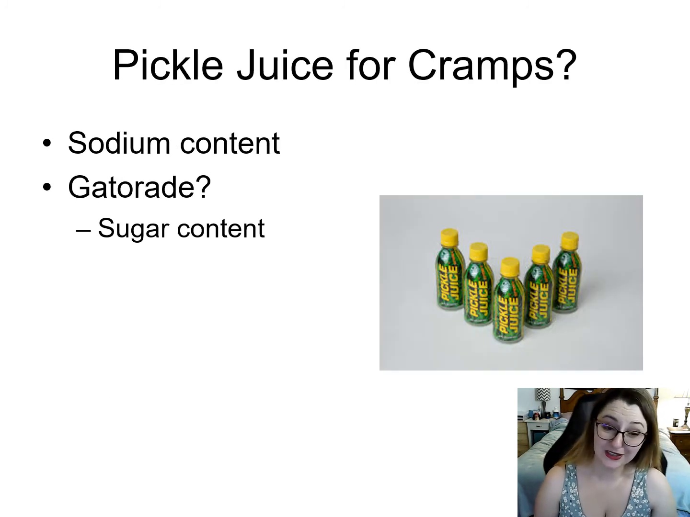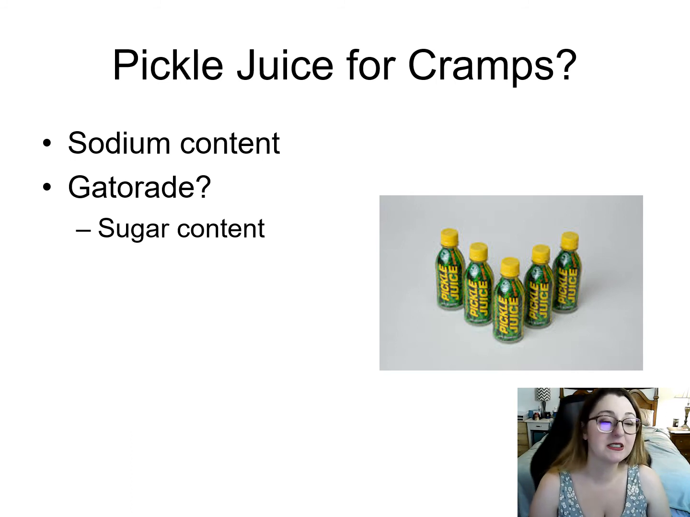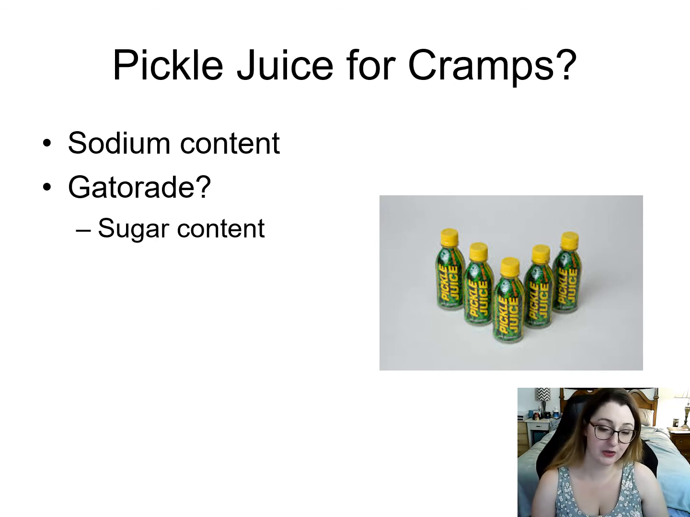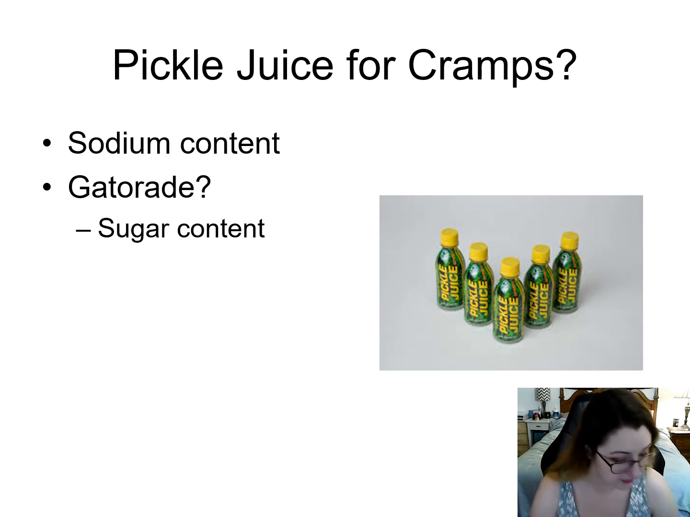I believe this is the last slide, and it's kind of a fun topic: is pickle juice good for cramps? The answer is yes, and that is because of the sodium content of pickle juice through vinegar. Pickle juice is mostly vinegar, and that sodium is going to help relax the cramping muscles. From personal experience, pickle juice and an ibuprofen are some of the best ways to treat menstrual cramping.